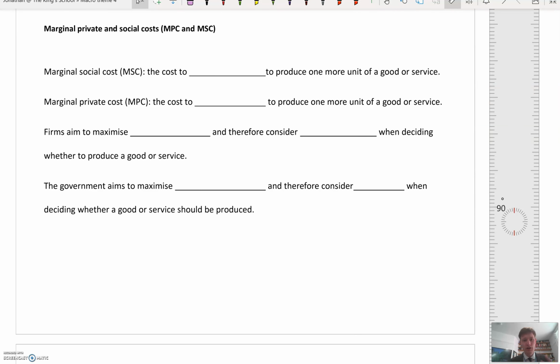When we're drawing our diagrams, we then use the confusing words MPC and MSC. You may see this written slightly differently. I know different teachers use different words for it. The marginal social cost is the cost to society. It is our social supply curve, to produce one more unit because it's marginal. The marginal private cost is the cost to the firm to produce one more unit of the good.